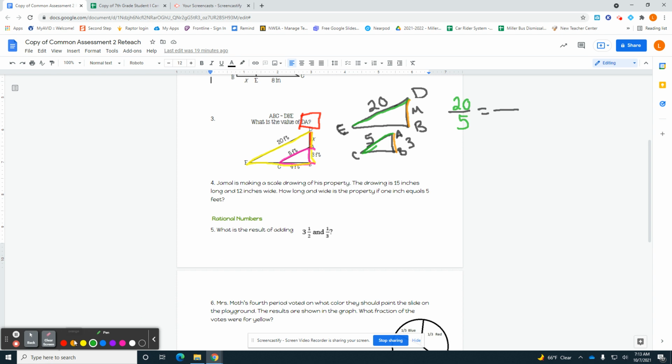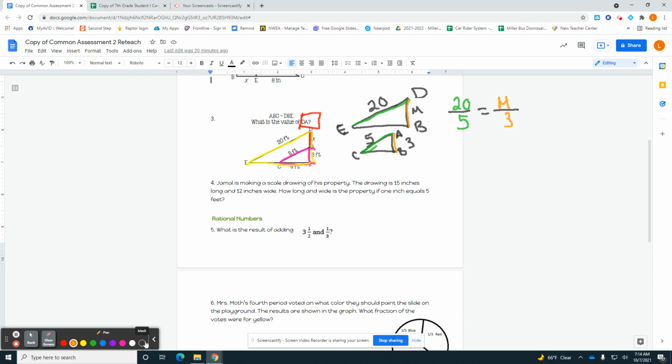So now on the other side of my proportion, I'm going to have m and 3. M corresponds with my 20 because they are both on the larger triangle. So m is going to go on top with the 20. 3 corresponds with my smaller triangle because they're on the smaller triangle together, or they're my two measurements for my smaller triangle. So that one's going to go on the bottom with the 5.